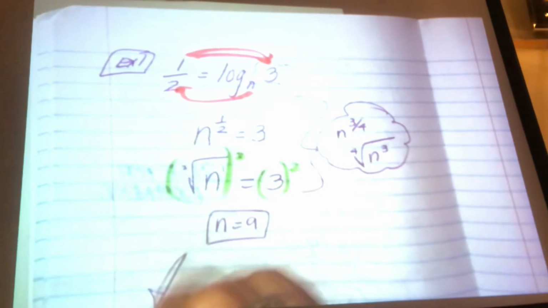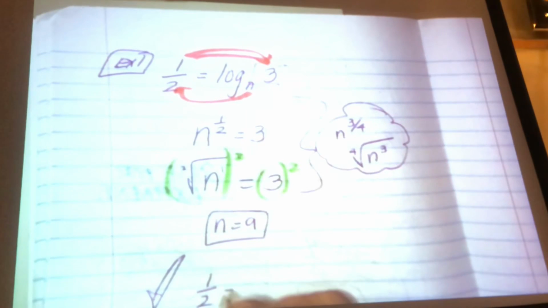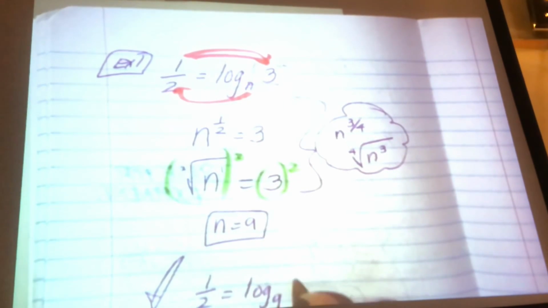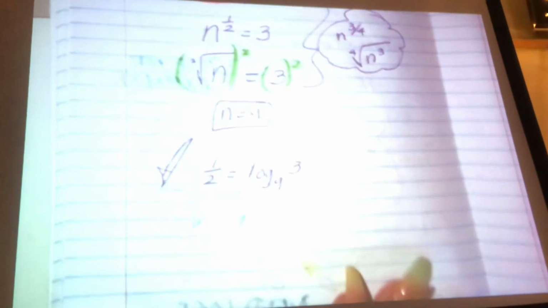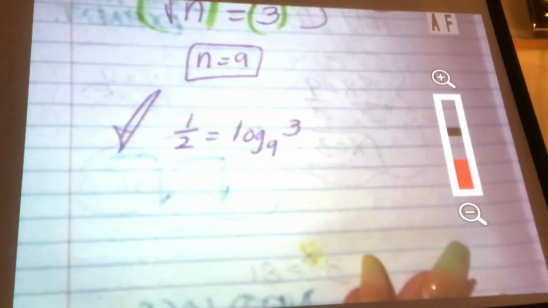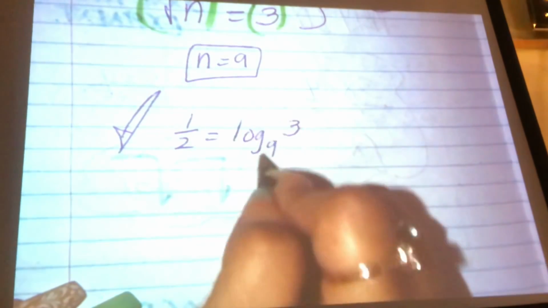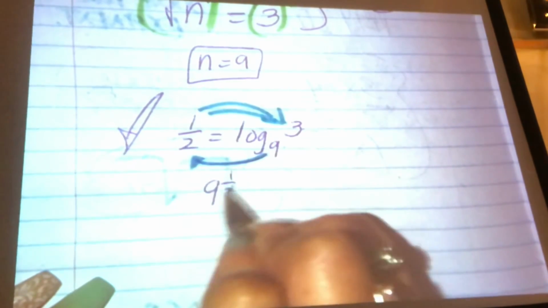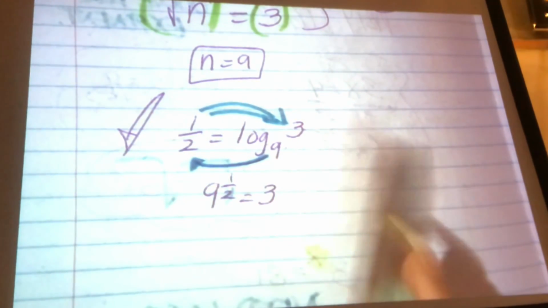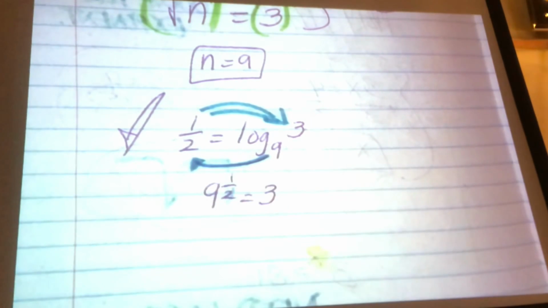Now how do you check? You say, okay, 1/2 equals log base 9 of 3. Is it true that 9 to the 1/2 is equal to 3? Remember, piggyback this way, piggyback off this, equaling that. So 9 to the 1/2, does that equal 3? You'll take out your calculators and check, please. Put 9 to the 1/2 and see if that equals 3. Is the square root of 9 3?